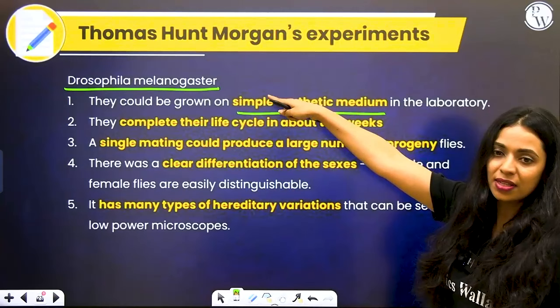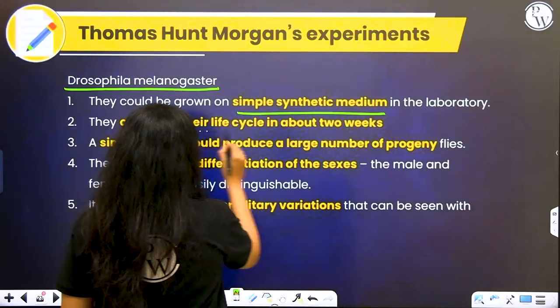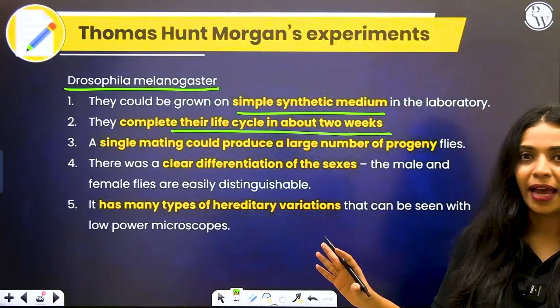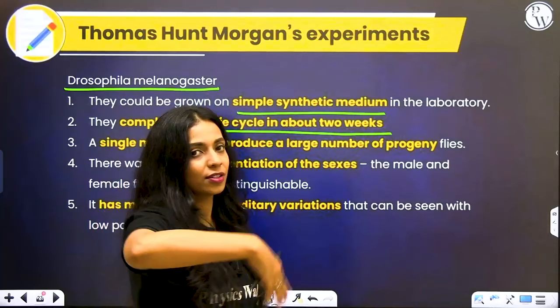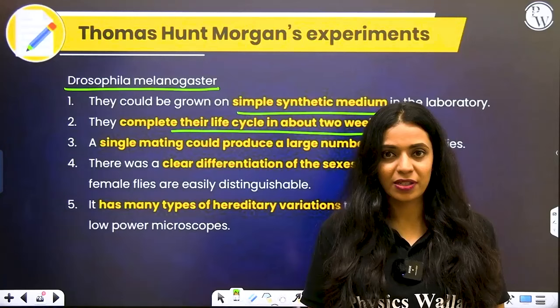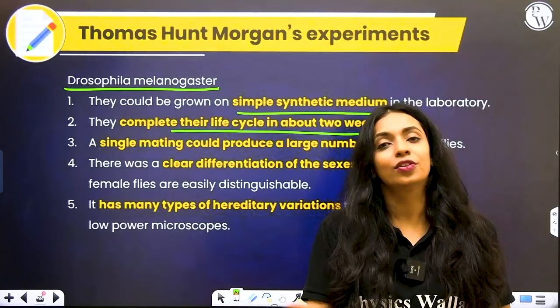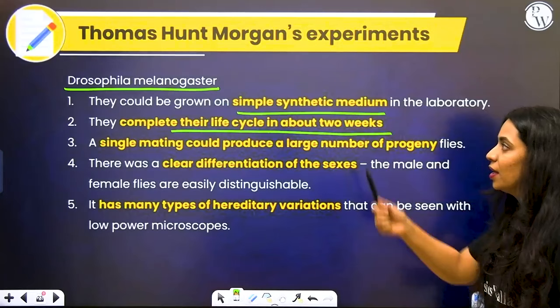Next, their lifespan is very short. They complete their entire cycle in about 2 weeks. Just 2 weeks, they hatch and they finish reproduction also within 15 days. So their life cycle is very, very short. That is one of the reasons. Why should it be important? Because you're studying inheritance, how characters get passed on from one generation to another. If the lifespan is like humans, 100 years, 70 years, then nobody is going to be alive to check what happened between two generations, right? The shorter the lifespan, the easier it is for us to understand how inheritance works. So that is one advantage we had with Drosophila melanogaster.